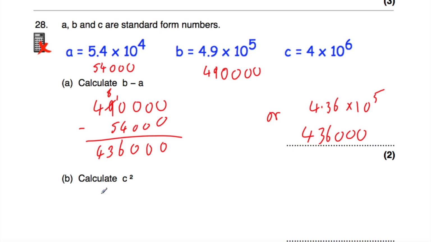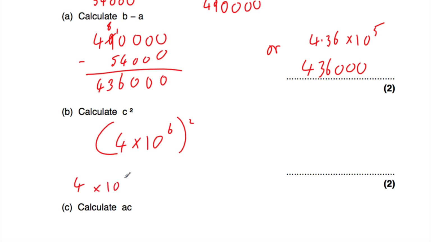Okay, part B. Part B says to calculate C squared. So C is equal to 4 times 10 to the power of 6. So we need to do 4 times 10 to the power of 6 all squared. 4 times 10 to the power of 6 multiplied by 4 times 10 to the power of 6. 4 times 4 is equal to 16. And then we'd have 10 to the power of 6 multiplied by 10 to the power of 6. We would add the powers, so it would be times 10 to the power of 12.